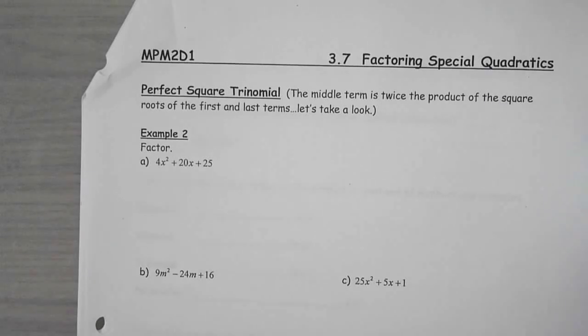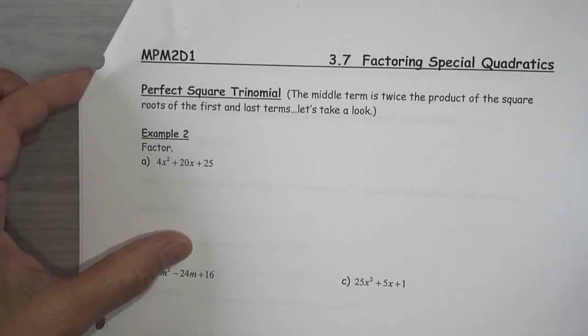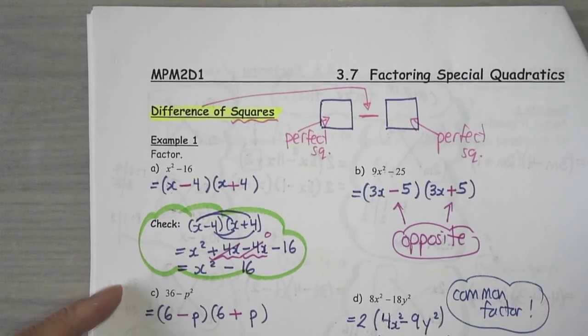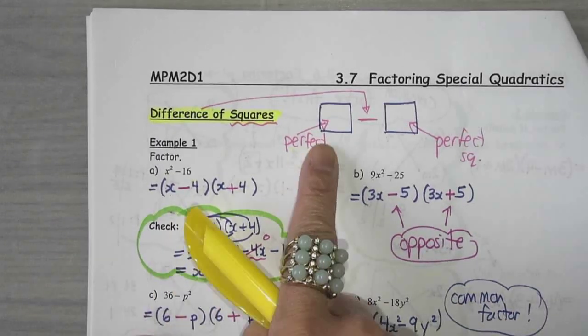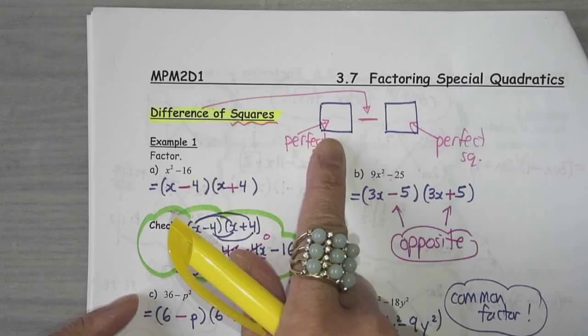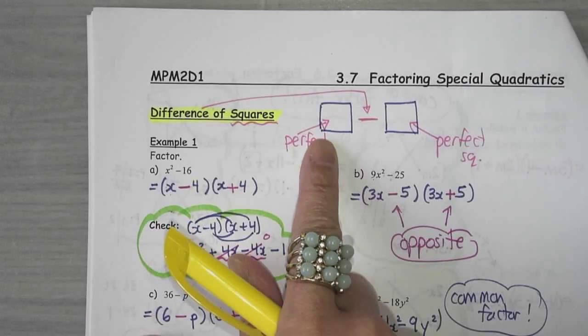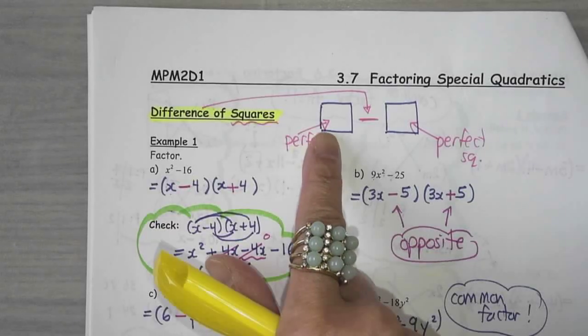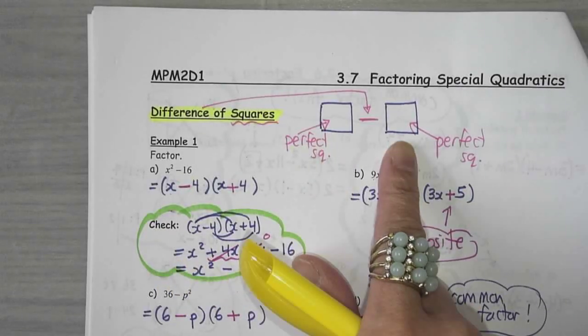Here is our last type of factoring. It's still within the section of factoring special quadratics. So the other special quadratic we just looked at is the difference of squares. So difference of squares, you're looking for a perfect square number, like 4, 16, 25, 36, 49, 2 times 2, 3 times 3, things like that, and another perfect square.